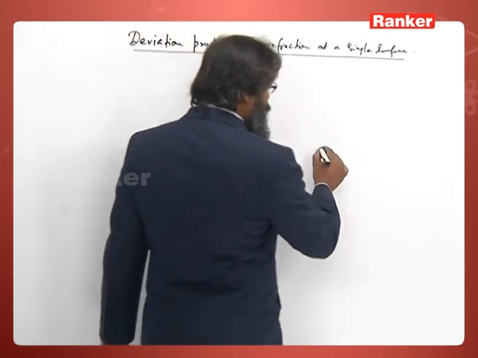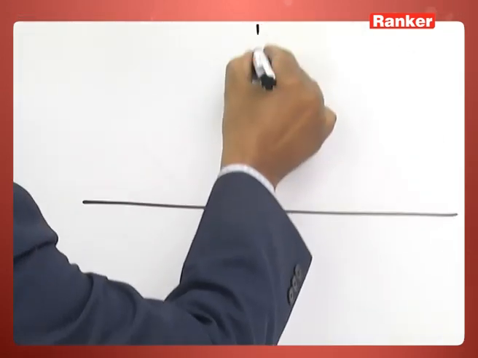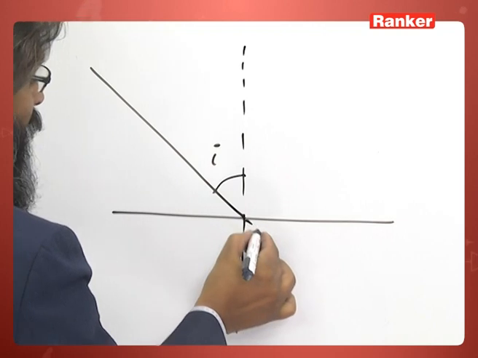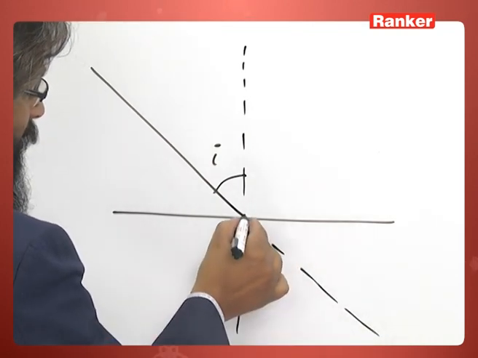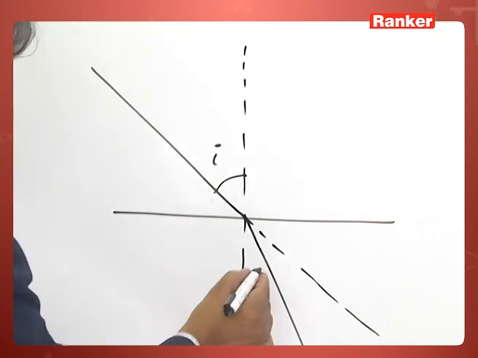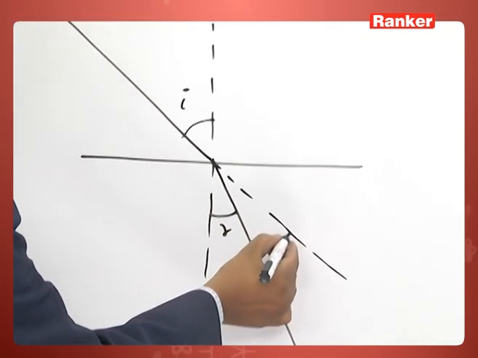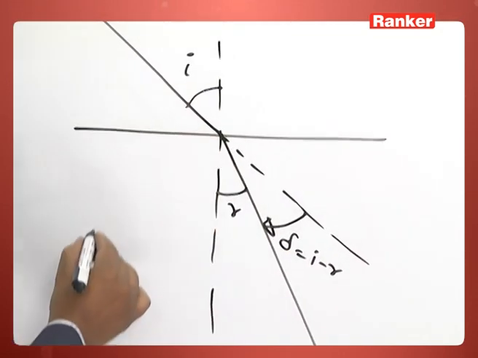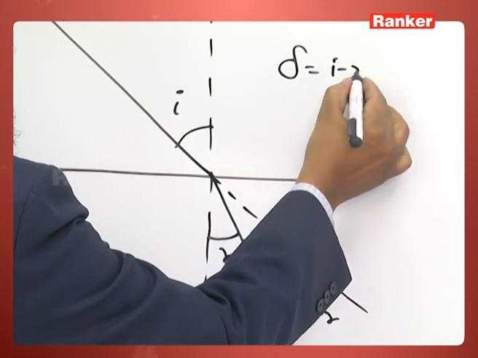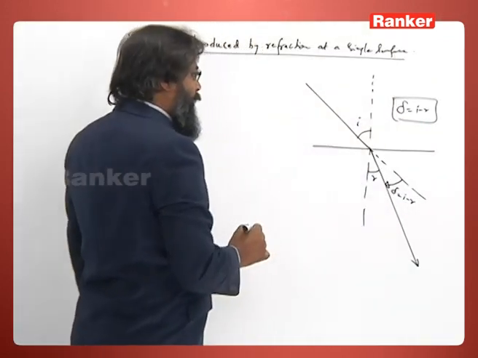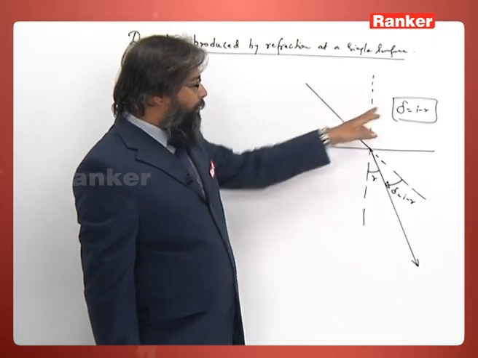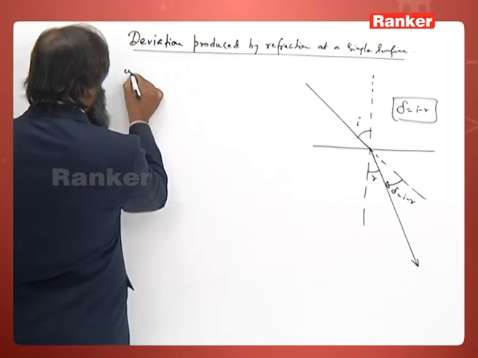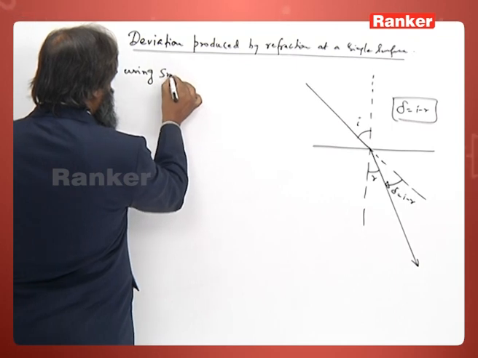Now, suppose this is our surface, this is the normal, and we have taken an angle of incidence here. This is the refracted ray and this is our R. So, we define this angle, this deviation as I minus R. So, deviation is defined as I minus R. Now, in order to know how deviation will depend on the angle of incidence, we have to use Snell's law.